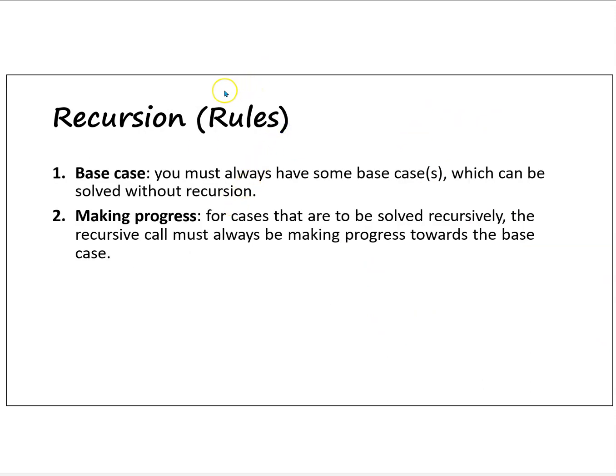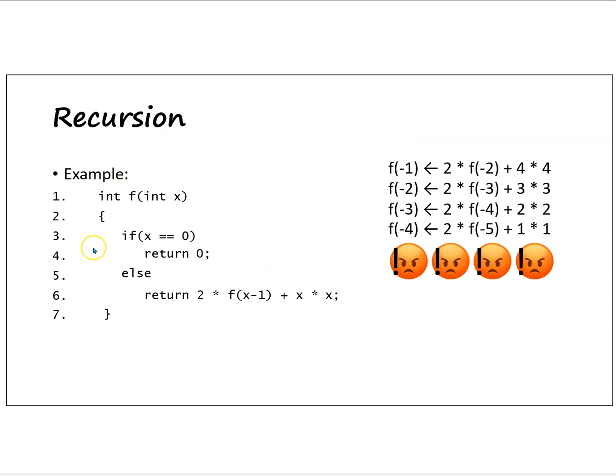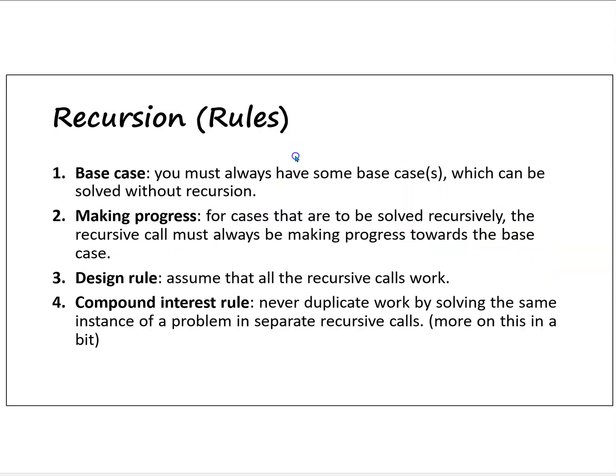So here are the rules. The base case: you must always have some base case which can be solved without recursion. We make progress: for cases that are to be solved recursively, the recursive call must always be making progress towards the base case. So here's an example, the same one as before. If we put in negative 1, it's going to go negative 2, negative 3, negative 4. It's never going to hit this base case, and we're in trouble. You must always have some base case which can be solved without recursion. We must make progress. And the design rule is assume that all recursive functions work.